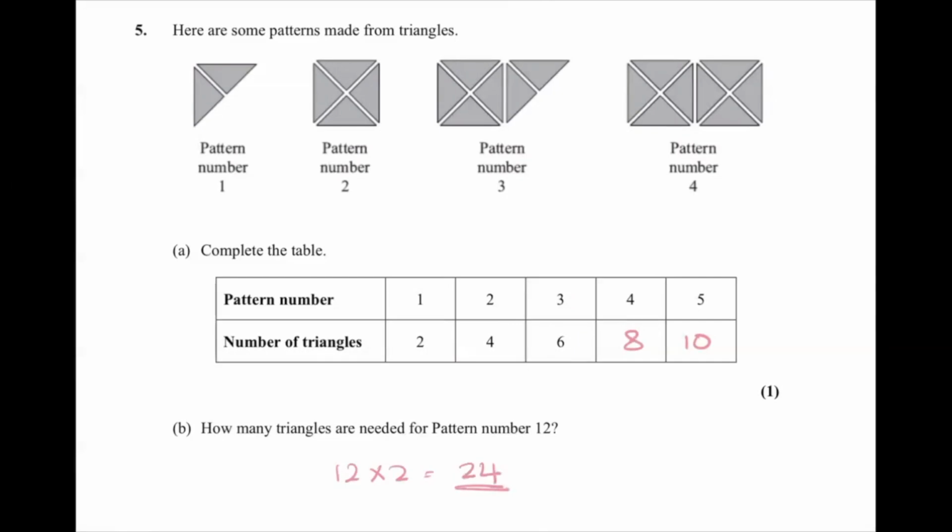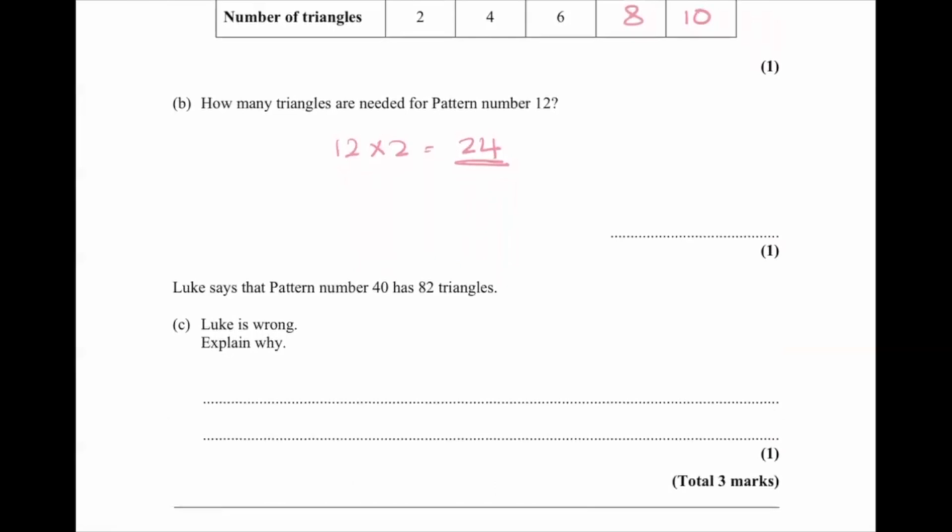And part C, Luke says that pattern number 40 has 82 triangles and you have to explain why he's wrong. Well, if you had spotted the doubling to help you answer B, that is actually what they're looking for to answer C. The pattern number is doubled, so it would be 80.